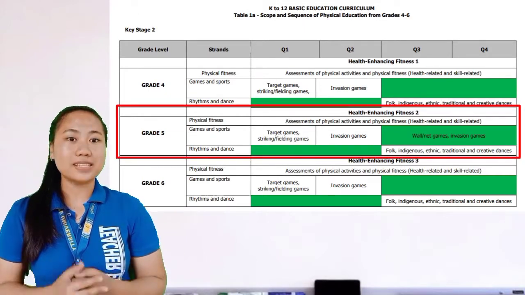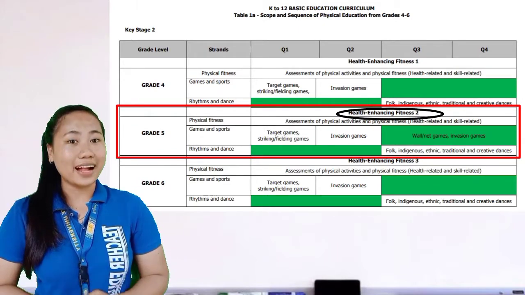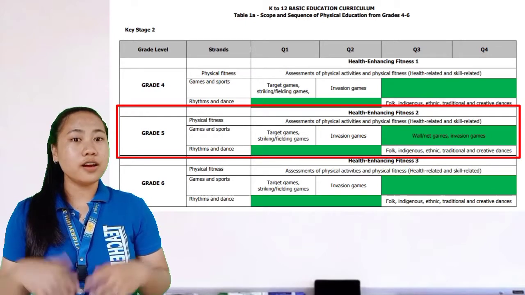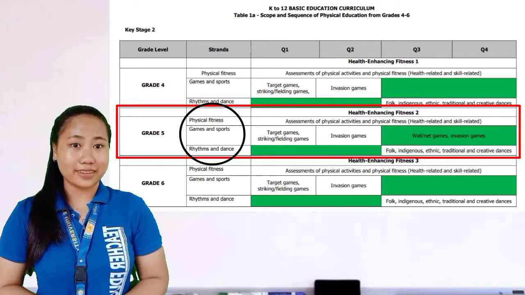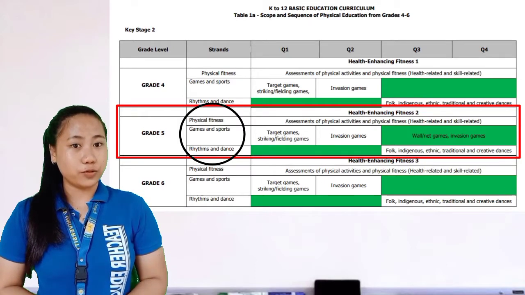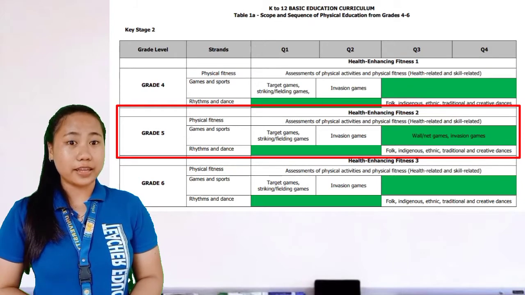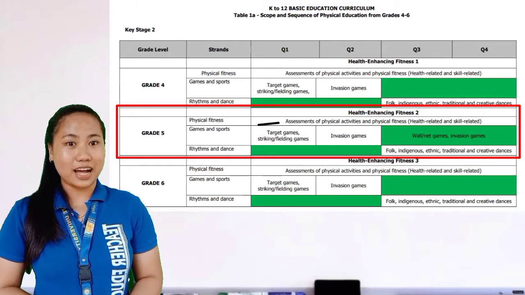Next is the scope and sequence of physical education from grade 5, which is the health enhancing fitness 2. The same as grade 4, grade 5 has only 3 learning strands, which are physical fitness, games and sports, and of course, rhythms and dance. For the first learning strand, physical fitness, it is still being observed from first quarter to fourth quarter through the assessments of physical activities and physical fitness.